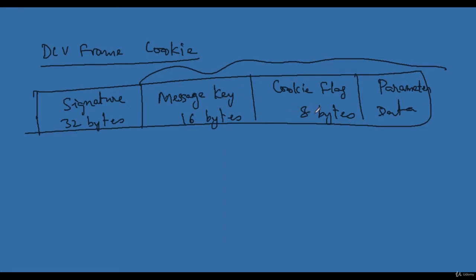And then you have cookie flag, which controls whether the frame cookie can change any other cookies which are set by the application or not. And then you have the actual parameter data which have been detected in your application in here.